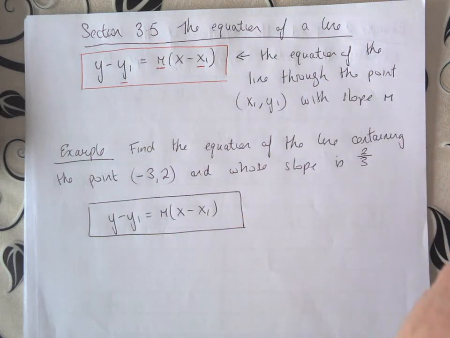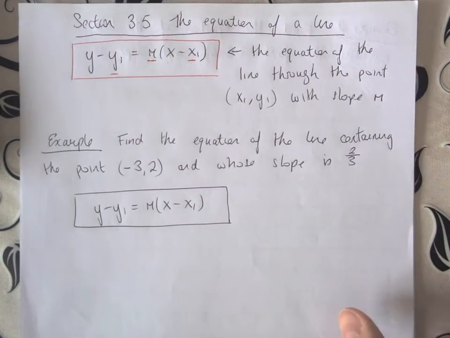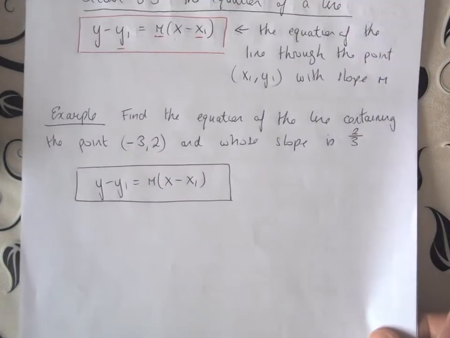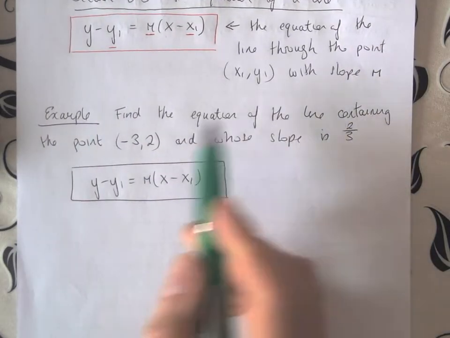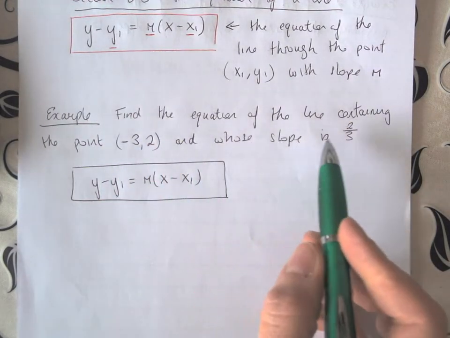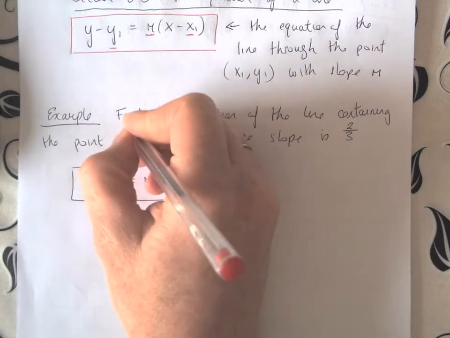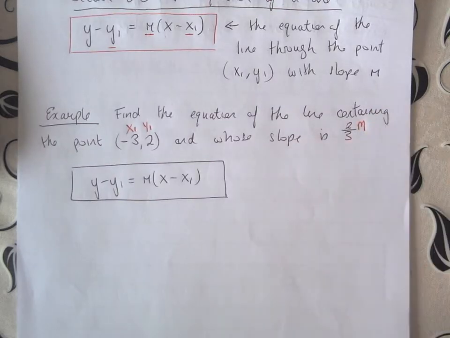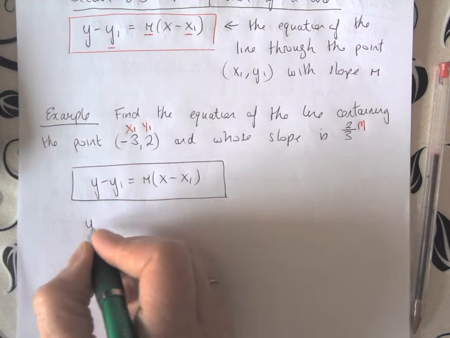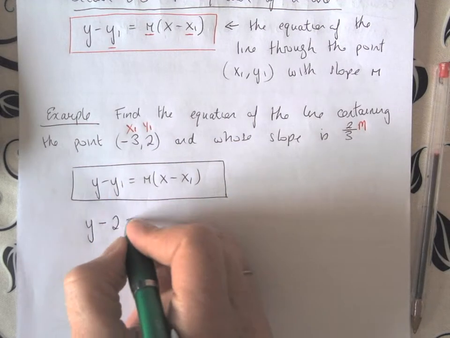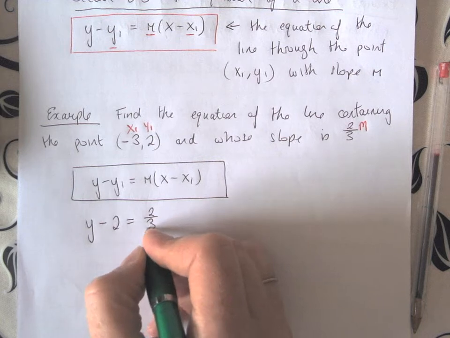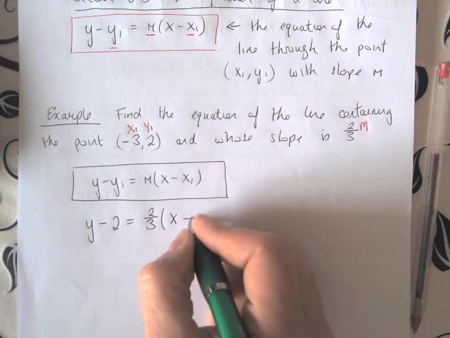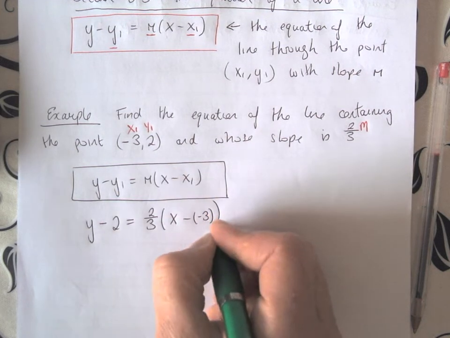Alright, so the equation of your line will have an x and a y and a number in it. Okay, so the easiest thing is to do an example. Find the equation of the line containing the point minus 3, 2 and whose slope is 2 over 3. So this is my x1, y1 and this is my m. Okay, so y minus y1, which is 2, equals m into x minus x1. So it's minus and minus.